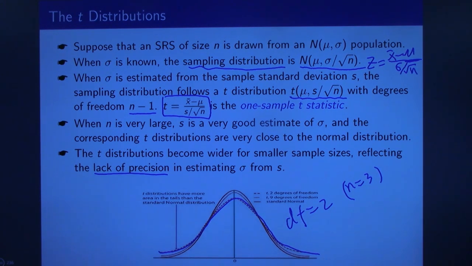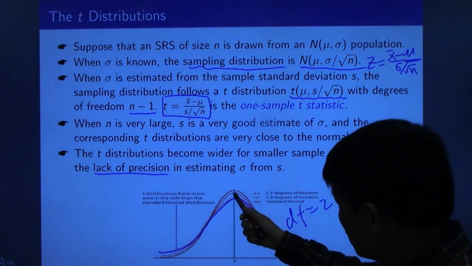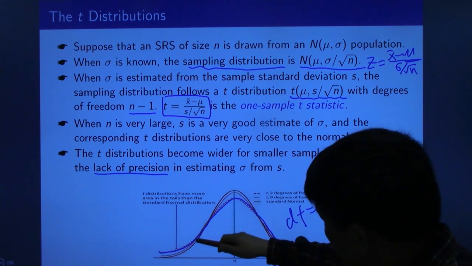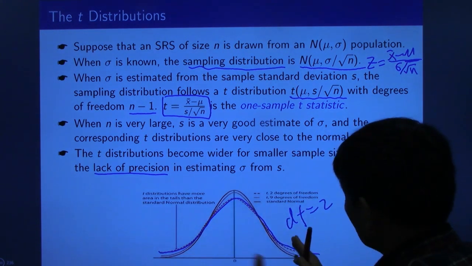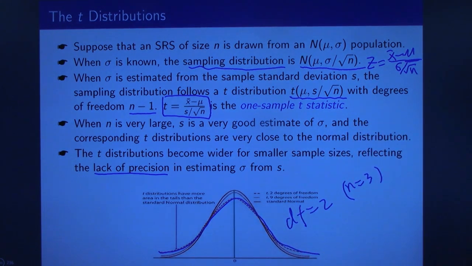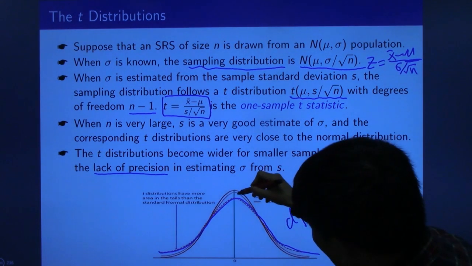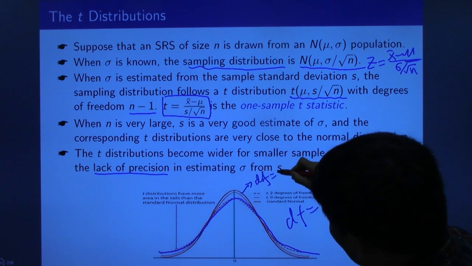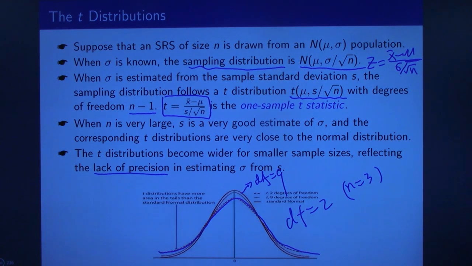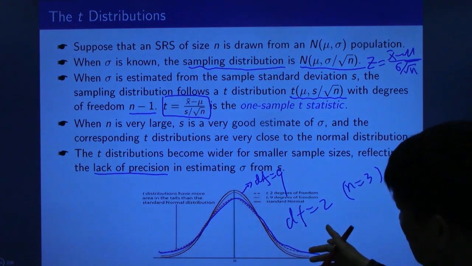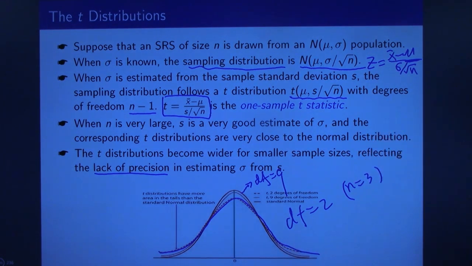If we increase the size of the sample, for example, the second one here in the middle, this one is narrower than df equals 2. Actually, the second one here is df equals 9. That means n equals 10. There are 10 individuals in the sample. So this one is narrower than df equals 2, so that is a better approximation of the population parameters, because the standard deviation is small.